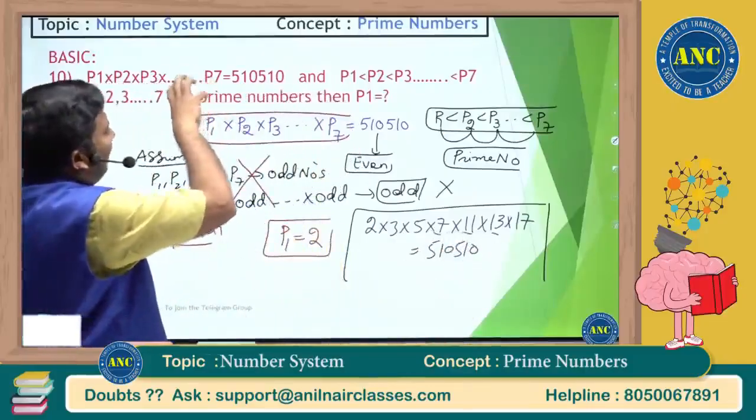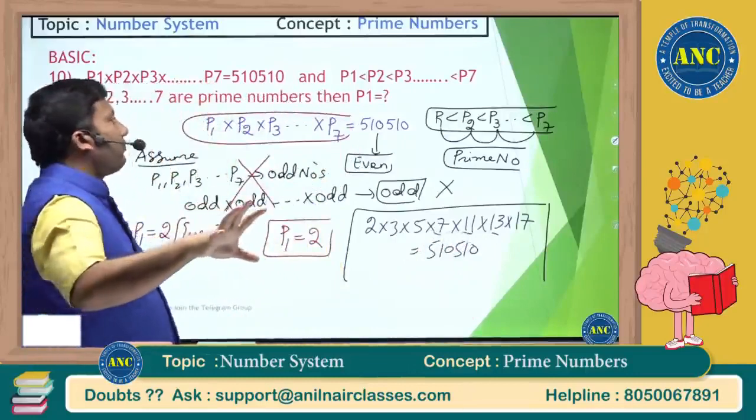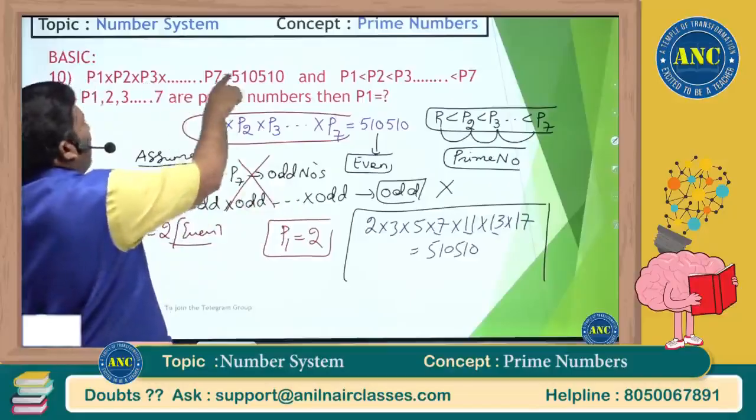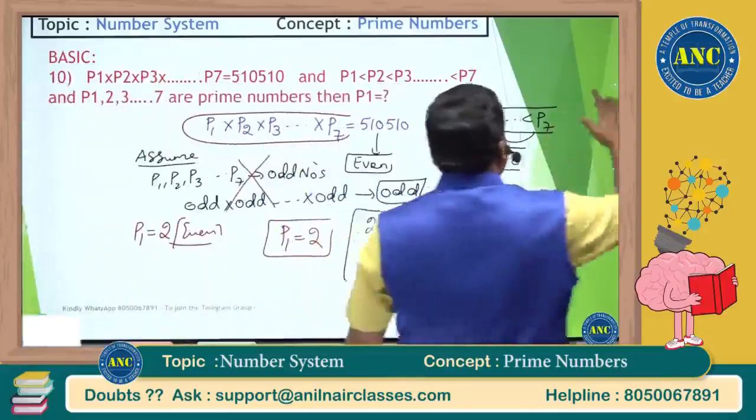510, 510 is an even number. What is the smallest number? It is 2, because it is an even number, one number has to be an even number. Original CAT question it is.